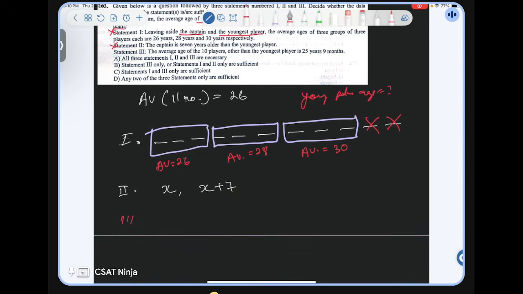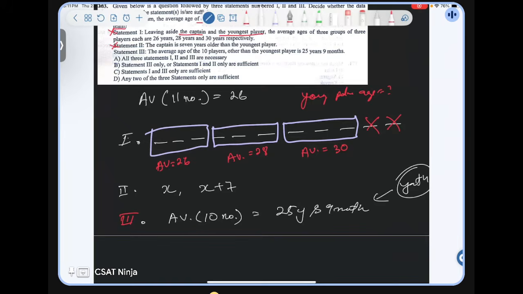Statement number 3 here is: the average age of 10 players other than the youngest player is 25. The average of 10 players, other than the youngest player, that means the youngest player is not included, is given as 25 years and 9 months. So the average age excluding the youngest player is this one. There is no youngest player here.